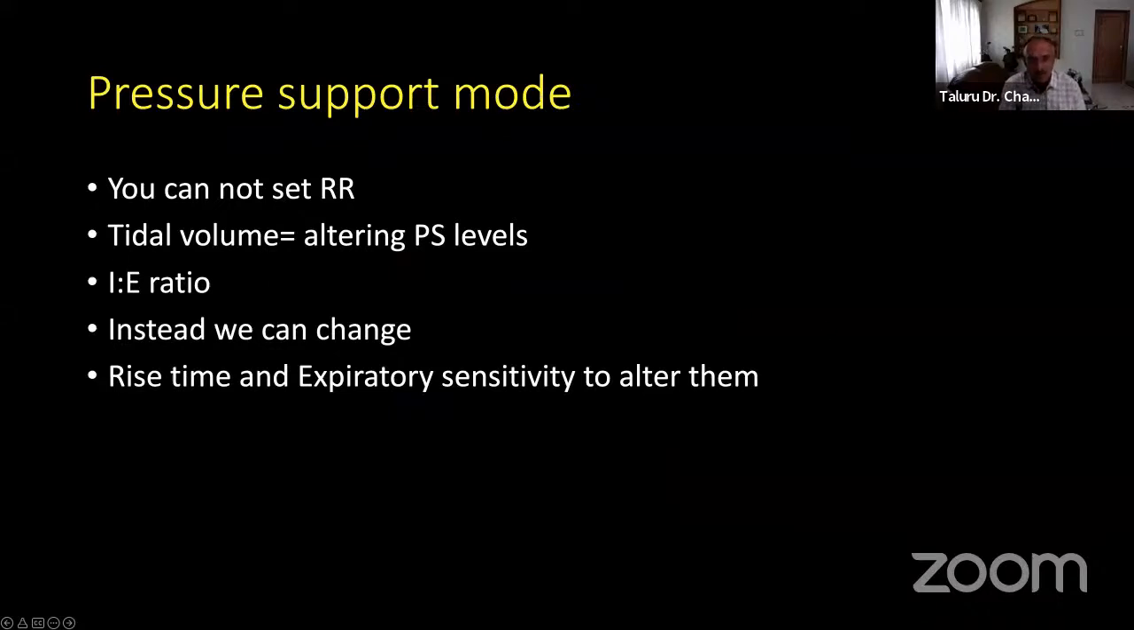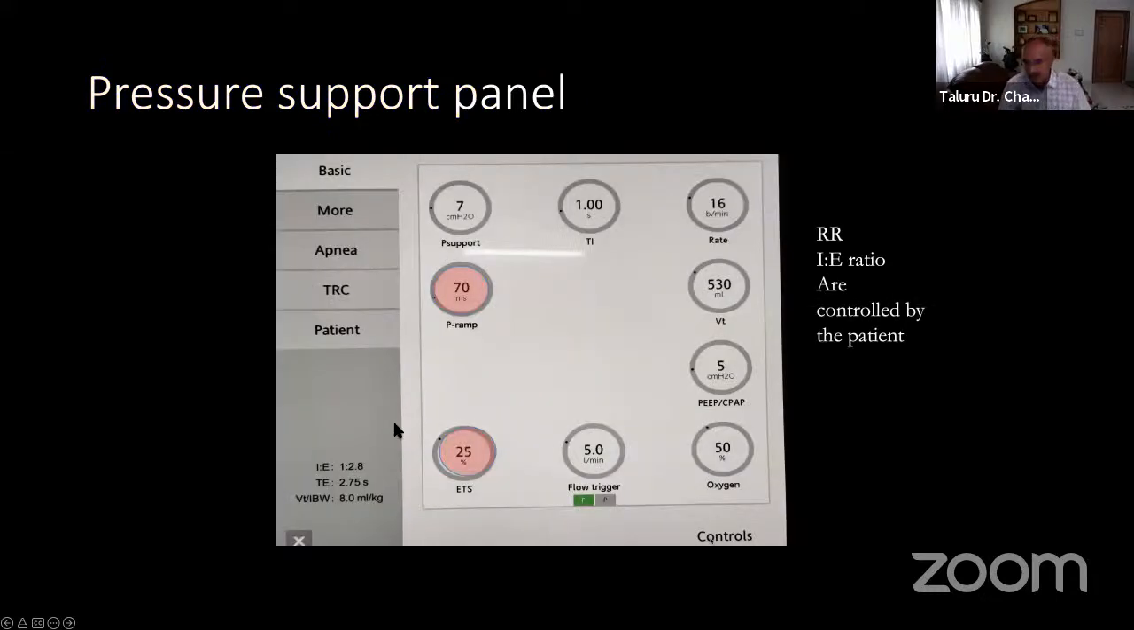You cannot set the tidal volume. You cannot set the I:E ratio. Because it's a pressure mode, tidal volume alteration has to be done with the pressure support. And the only way we can change the respiratory rate and I:E ratio is by altering the rise time and expiratory trigger sensitivity. What are they? I will show you. This is what you see on the panel of a ventilator in pressure support.